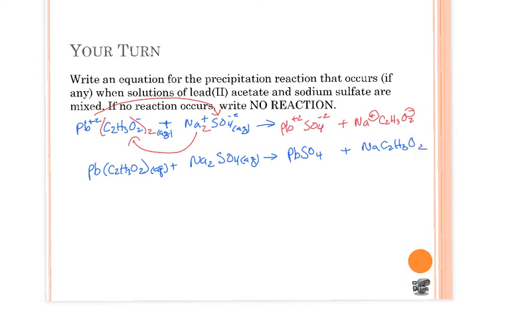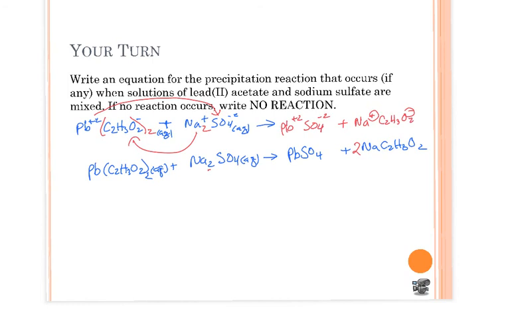Now let's balance the equation. We have one lead on the left and one on the right. Great. There's supposed to be a 2 here. We have 2 acetates on the left, but we only have 1 on the right. So let's put a 2 here. We have 2 sodiums on the left, we have 2 on the right, and we have 1 sulfate on the left and 1 sulfate on the right. So good. All we had to do was add a 2.